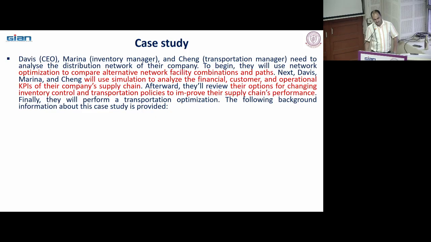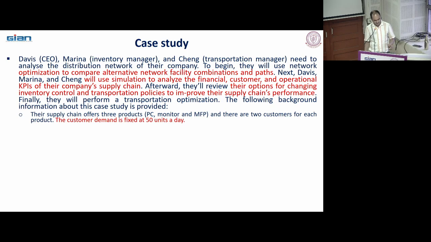And transportation policies, what are the transportation policies? Full truckload or less than truckload policy. So you have already got the slides. Now the data is given, everything is given. Their supply chain offers 3 products: PC, monitor and multifunctional printers. These are the three products. There are 2 customers for each product.